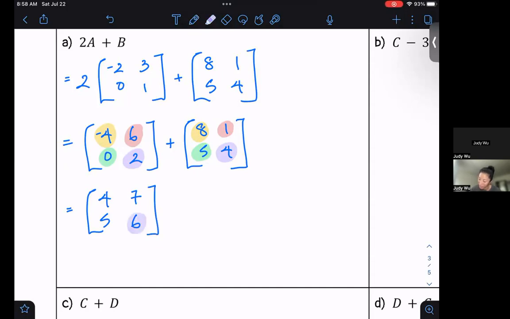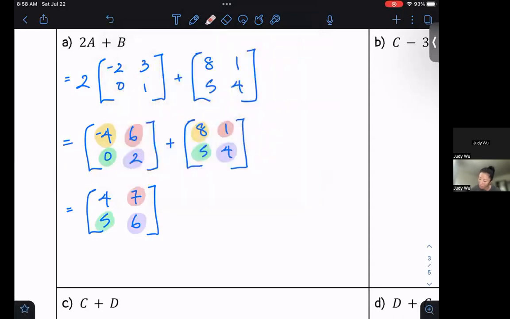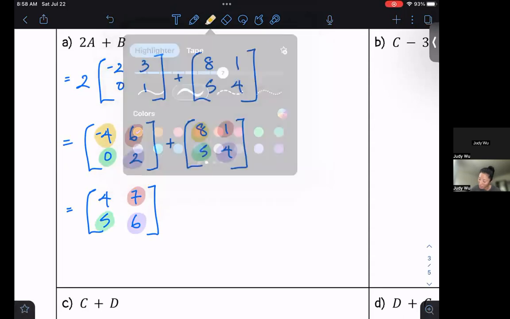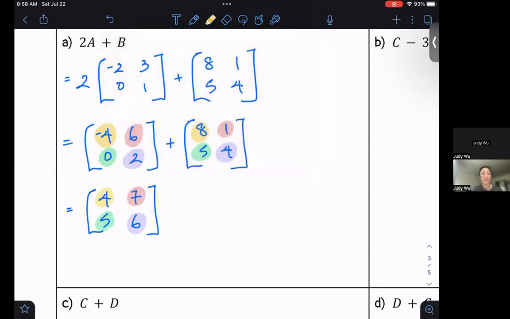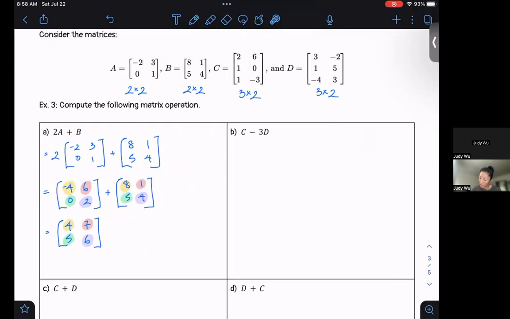So the 6 came from the 2 and the 4, the 5 came from the 0 and the 5, the 7 came from the 6 and the 1, and then 4 came from -4 plus 8. It works exactly like you hope it to. I think the biggest challenge here is making sure that you are adding, subtracting, and multiplying your numbers correctly, okay? Great, let's take a look at B.